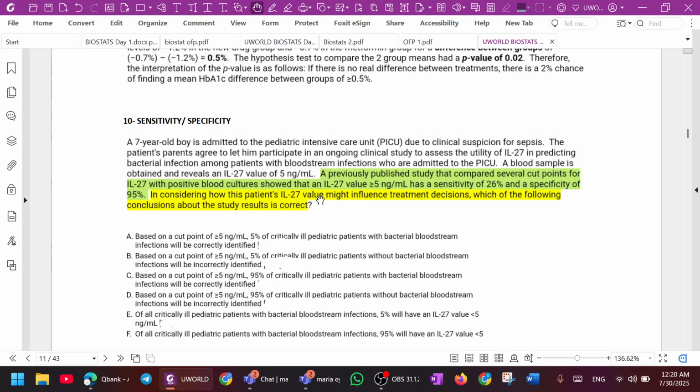A previously published study that compared several cut points for IL-27 with positive blood culture showed that an IL-27 value of more than 5 nanograms per ml has a sensitivity of 26% and a specificity of 95%. Considering how this IL-27 value might influence treatment decisions, which of the following conclusions about the study result is correct?